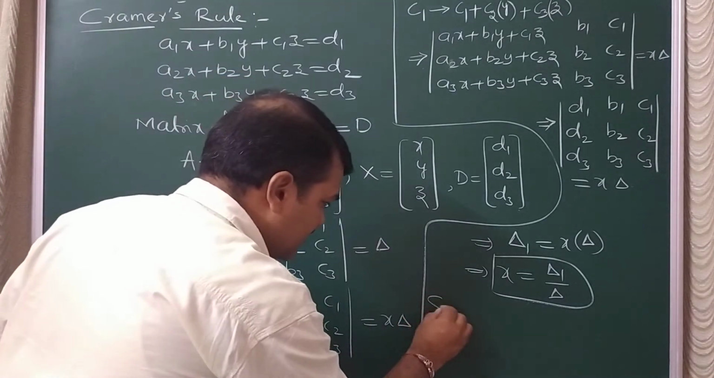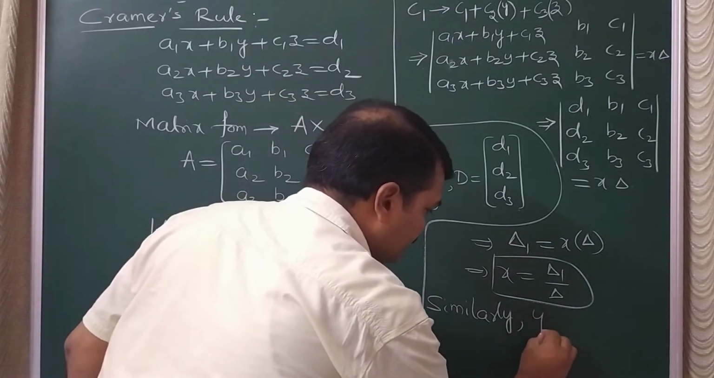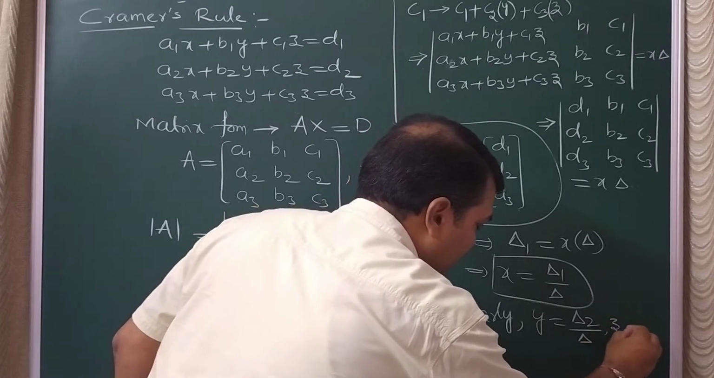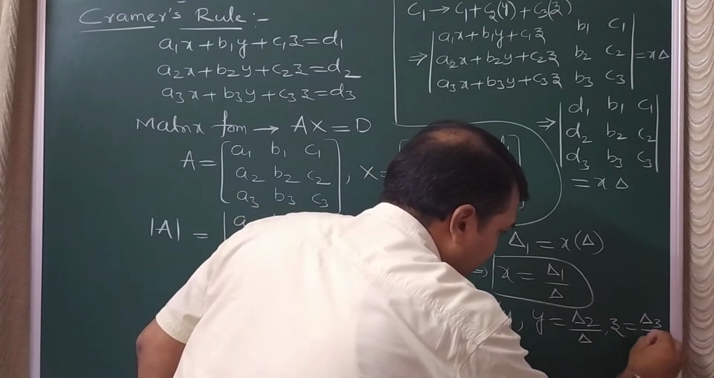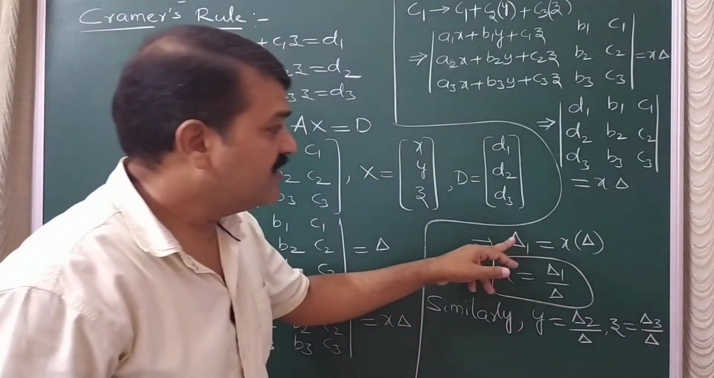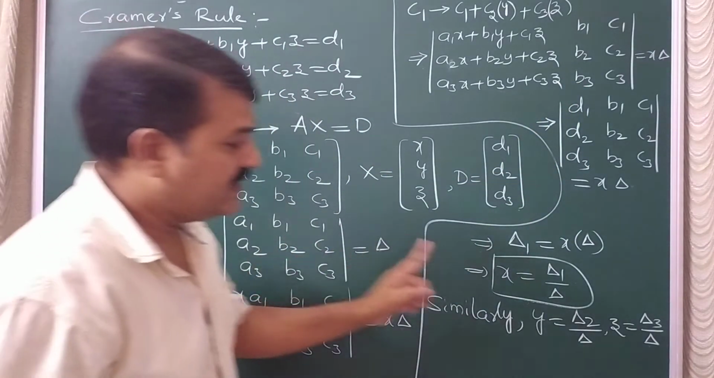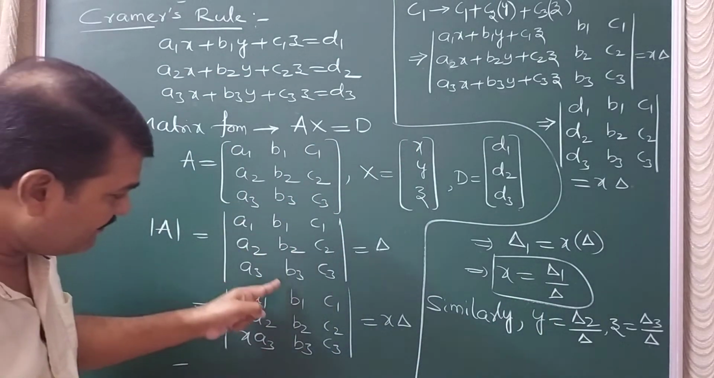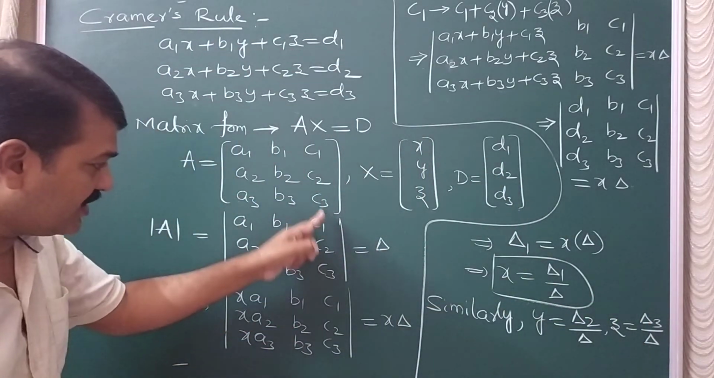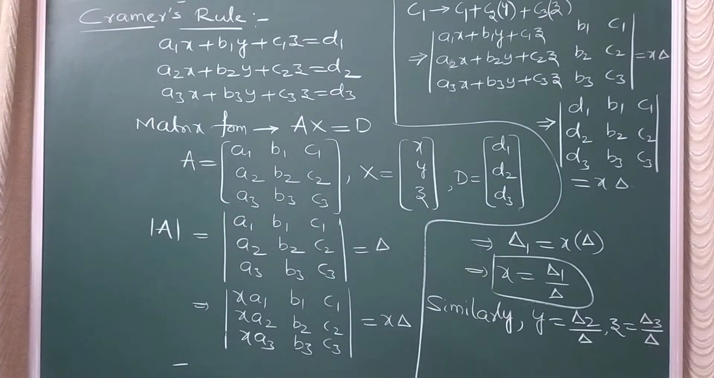In the same process, you can get that y is equal to delta 2 by delta and z is equal to delta 3 by delta, where delta 1 means the first column is being replaced by the constant matrix. Delta 2 means the second column will be replaced by the constant matrix. Delta 3 means the third column will be replaced by the constant matrix. Okay, so I am going to show you that now.